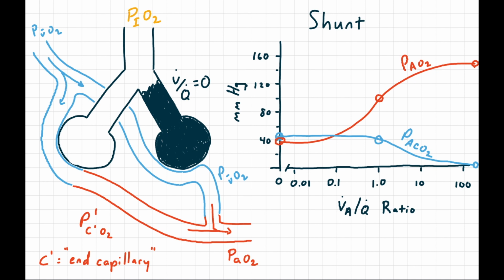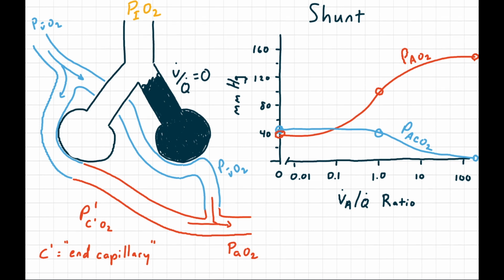So how does shunt compare to the more general VQ mismatch we just looked at? The truth is, the effect on arterial oxygen partial pressure is the same. When mixed venous blood proceeds directly into the pulmonary vein without exposure to alveolar gas and mixes with systemic arterial blood, it decreases the arterial oxygen tension. Just like the VQ mismatch we looked at, this does also increase the arterial carbon dioxide partial pressure a little bit, but the effect of hemoglobin as an oxygen-carrying molecule makes the decrease in oxygen partial pressure much more pronounced.